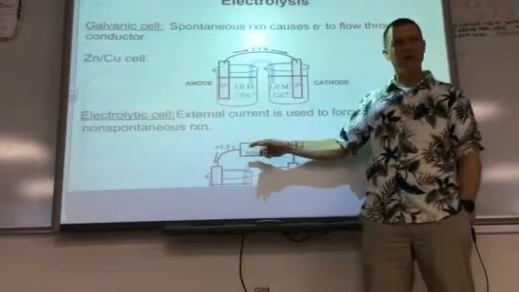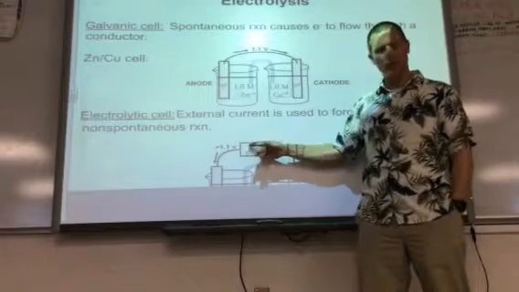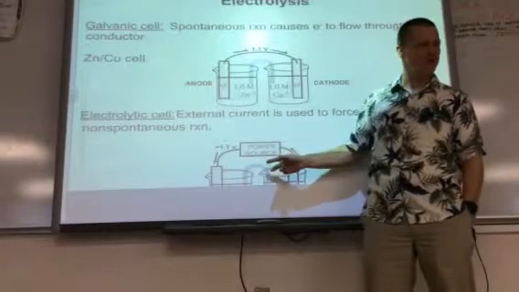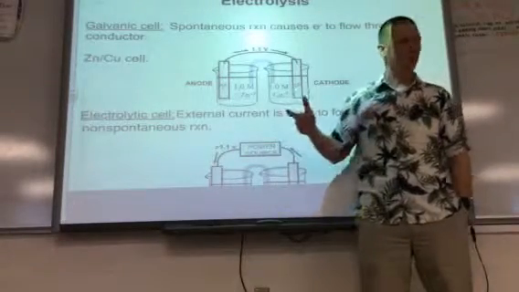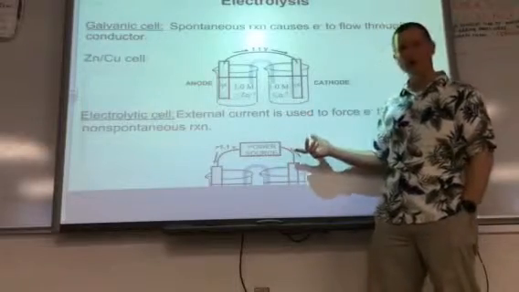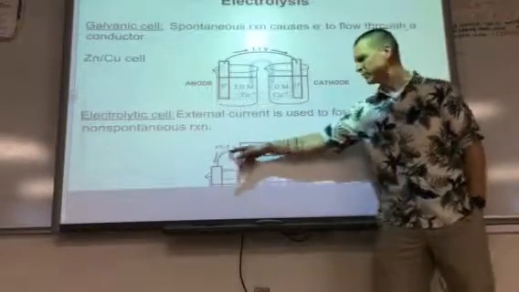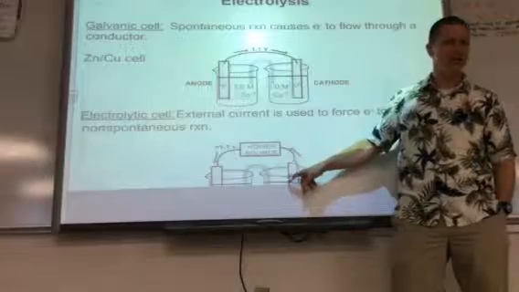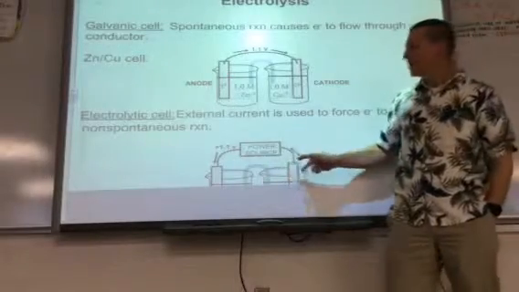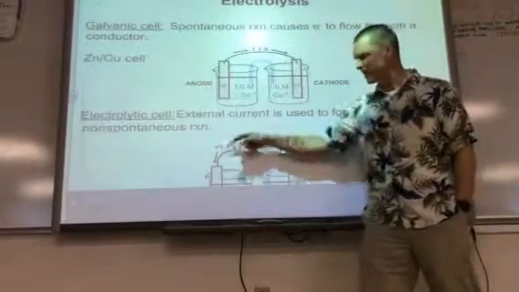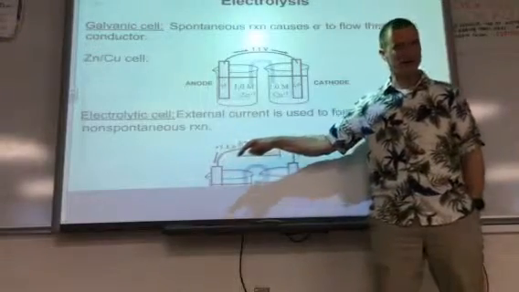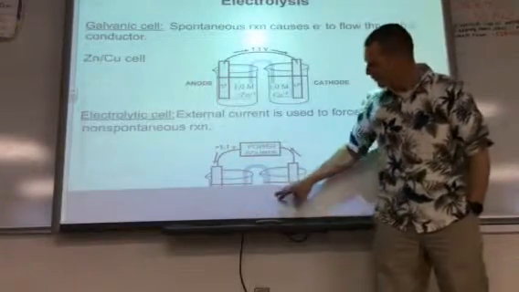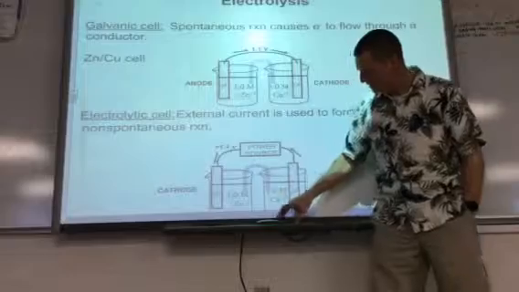Now, as long as we want this thing to happen, the voltage that we cause the power supply to give us has to be greater than 1.1. If I only use like 1 volt, the spontaneous side would still win. It would still go to the right. But I need to use greater than 1.1 volts, and then that would force the electrons to go the other way. And now, the thing I was covering up was this.